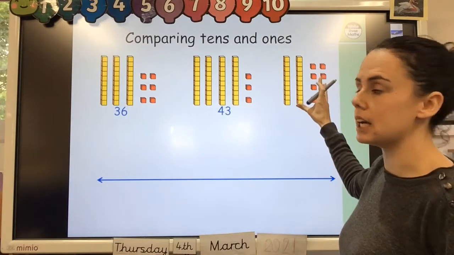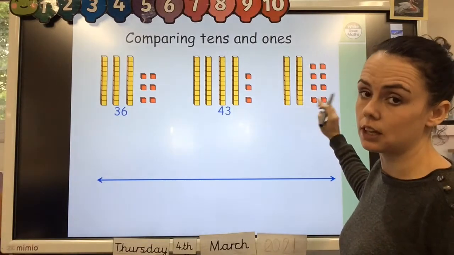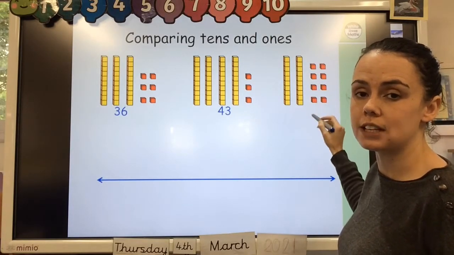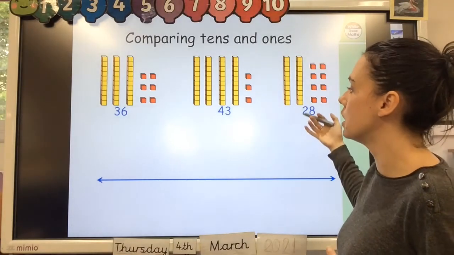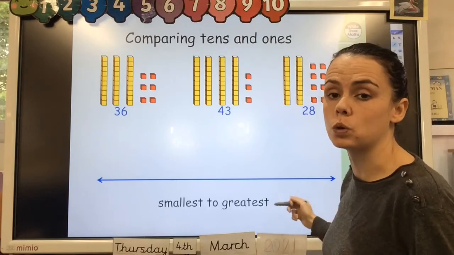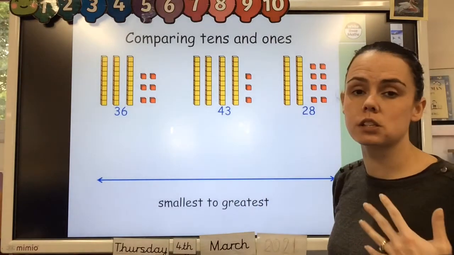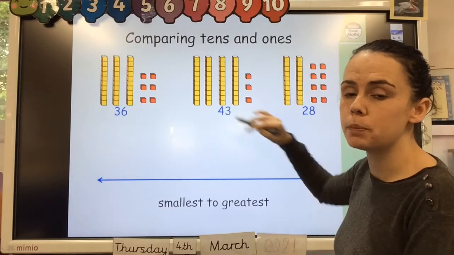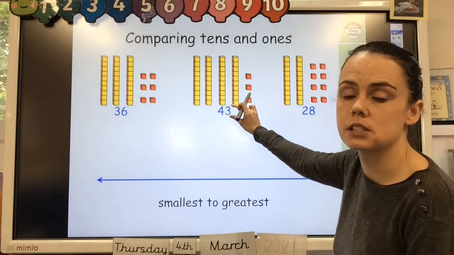And this one here has got 2 tens, which is 20. And how many ones? 1, 2, 3, 4, 5, 6, 7, 8. So 20 and 8 makes 28. So let's put these in order from smallest to greatest. So what number is our smallest one? Would it be 43? Because that has the smallest amount of ones.